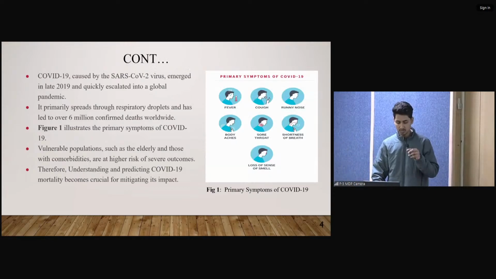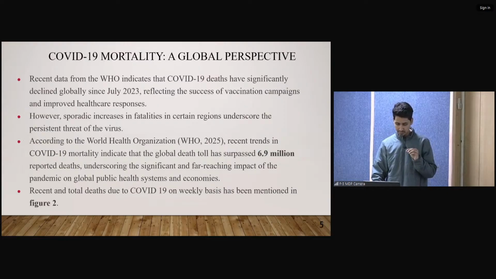COVID-19, caused by the SARS-CoV-2 virus, emerged in 2019, and it quickly escalated into a global pandemic. It spreads via respiratory droplets, and the primary symptoms of COVID-19 are fever, cough, runny nose, body ache, sore throat, shortness of breath, and loss of sense of smell. Therefore, understanding and predicting COVID-19 mortality becomes crucial for mitigating its impact.